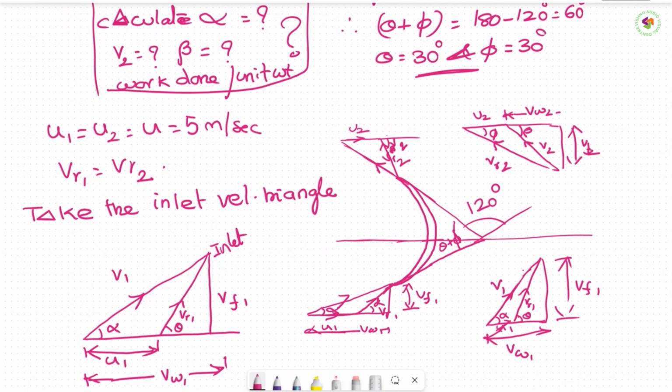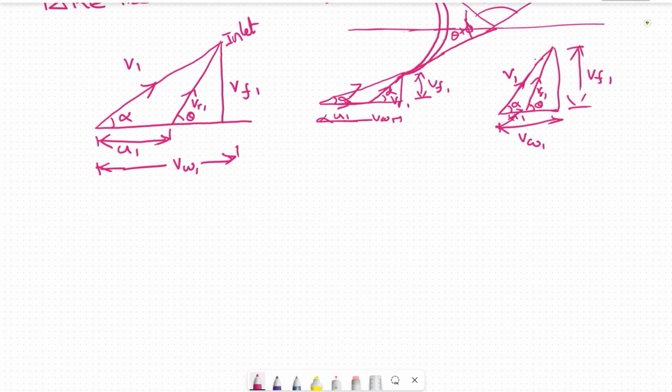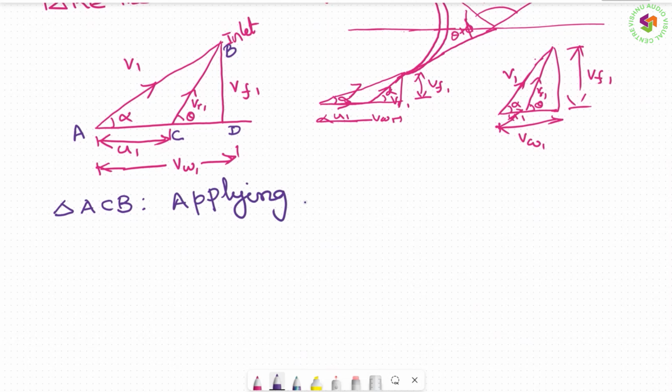This is the thing. So if I represent them, this is A, this is B, this is C, this is D. If I take the triangle ACB, that means this velocity triangle, then applying the sine rule, because that is the only way. What can I write in the sine rule actually?